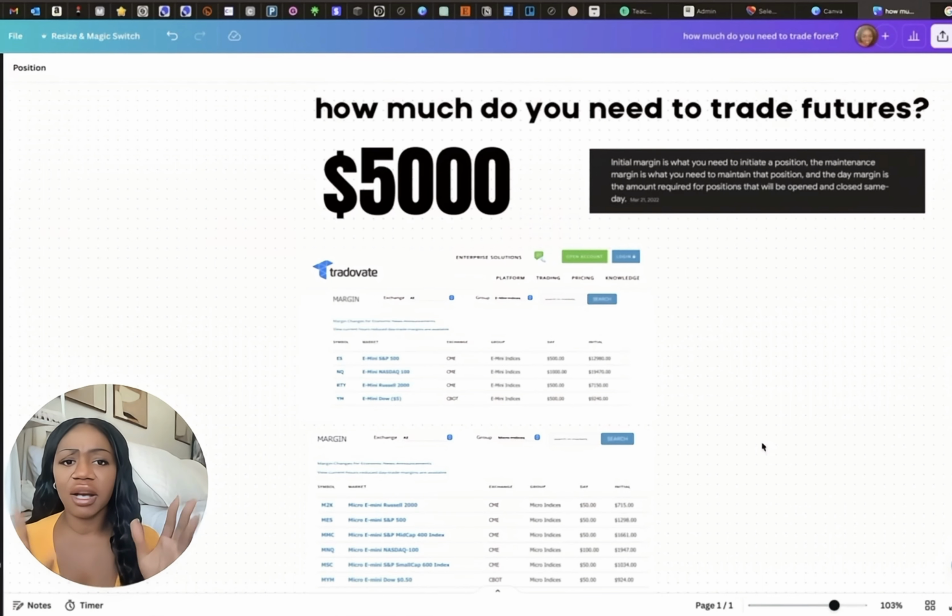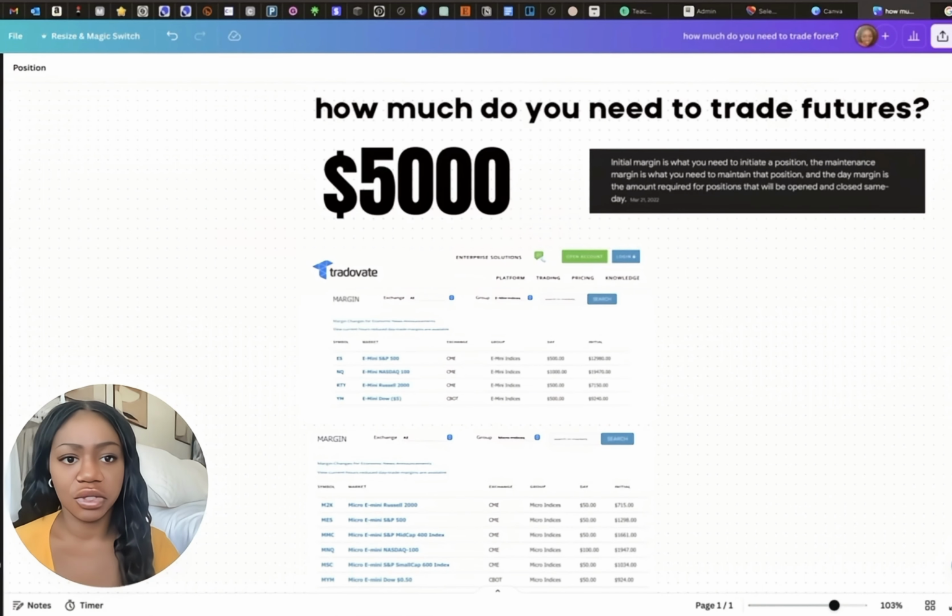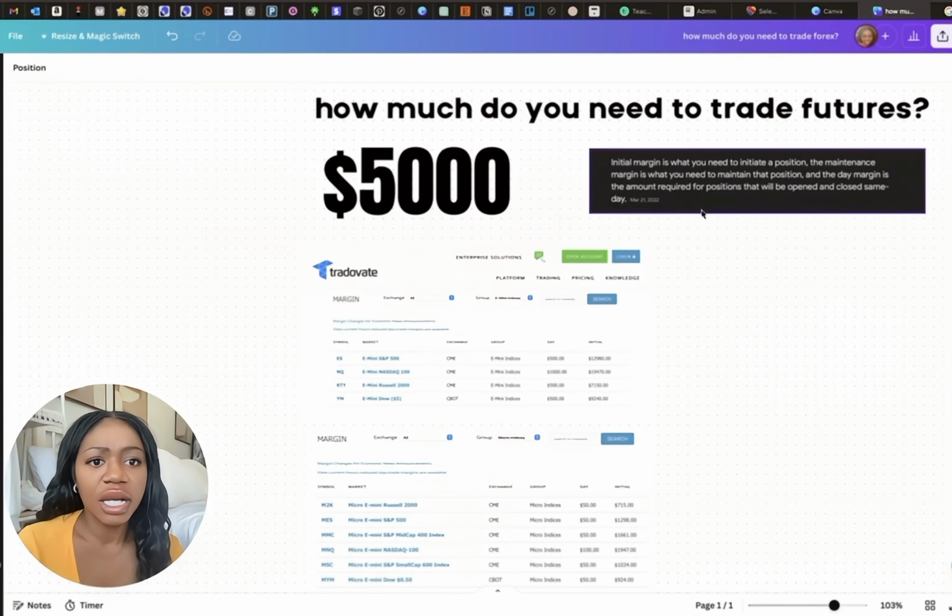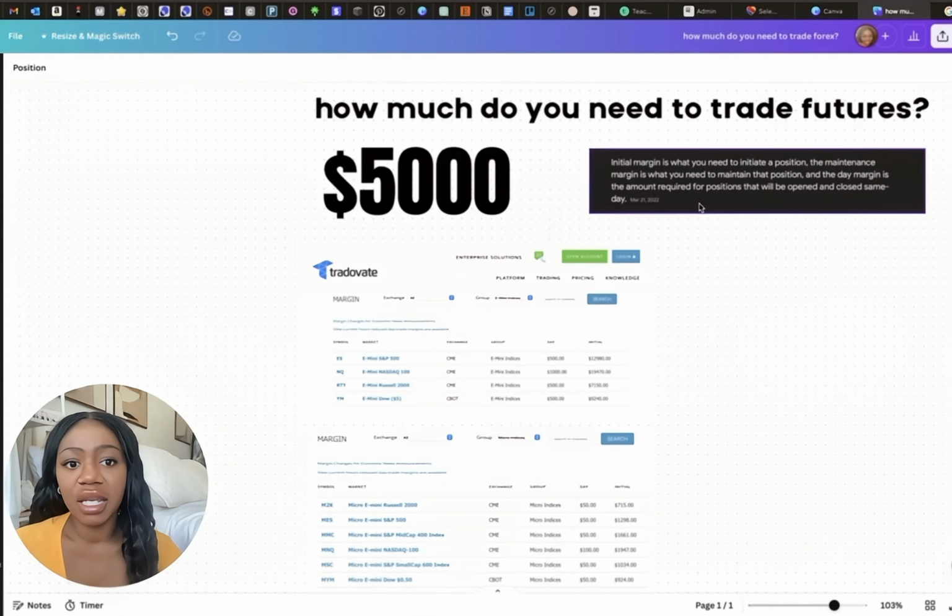But first, let me break down what initial margin and what margin is as it pertains to futures for those that don't know. So initial margin is what you need to initiate a position. The maintenance margin is what you need to maintain that position. And the day margin is the amount required for positions that will be opened and closed the same day.